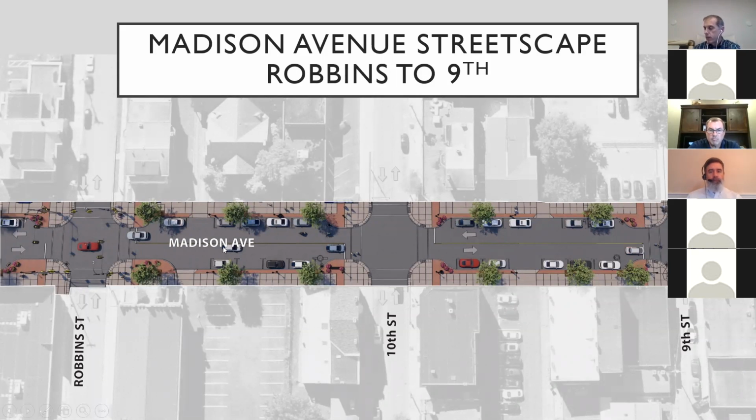Continuing to the north, moving on from Robbins Street up to 9th Street, we are doing the same with these curb extensions at 10th Street and 9th Street as well. These will be hardscaped with pavers and street furnishings.